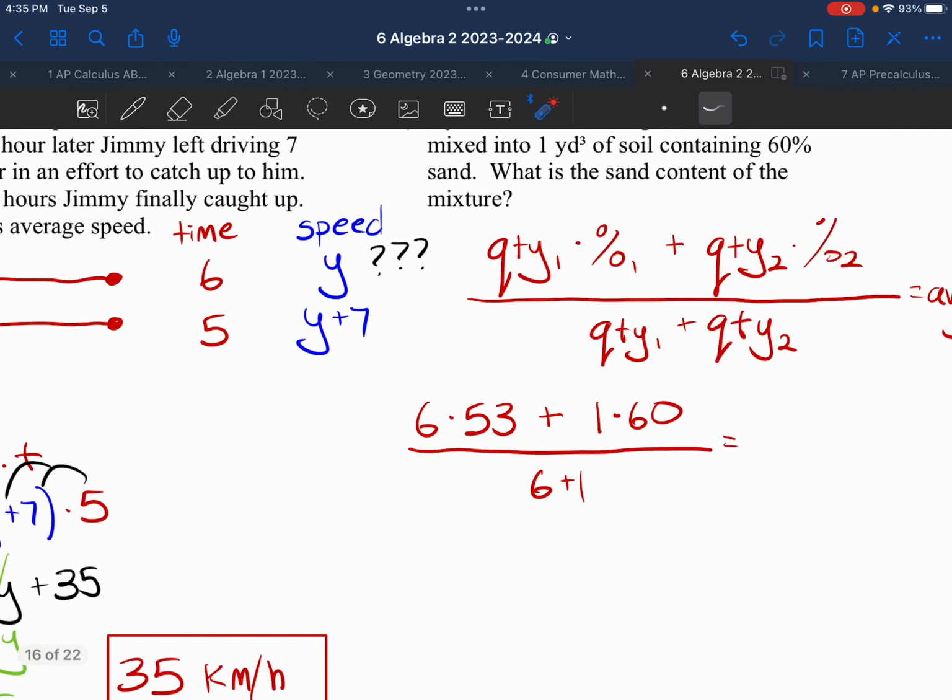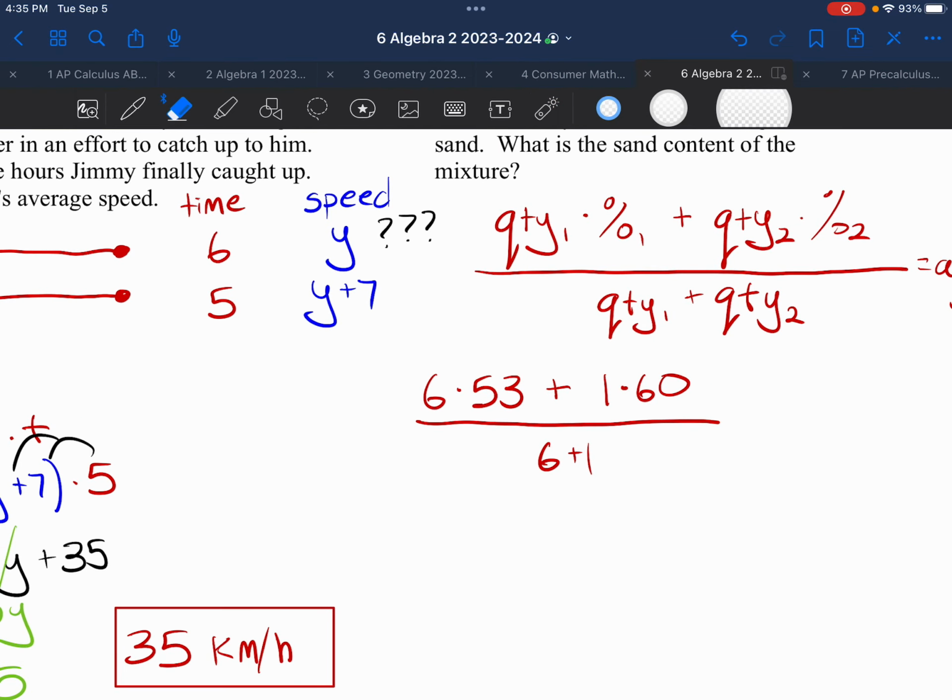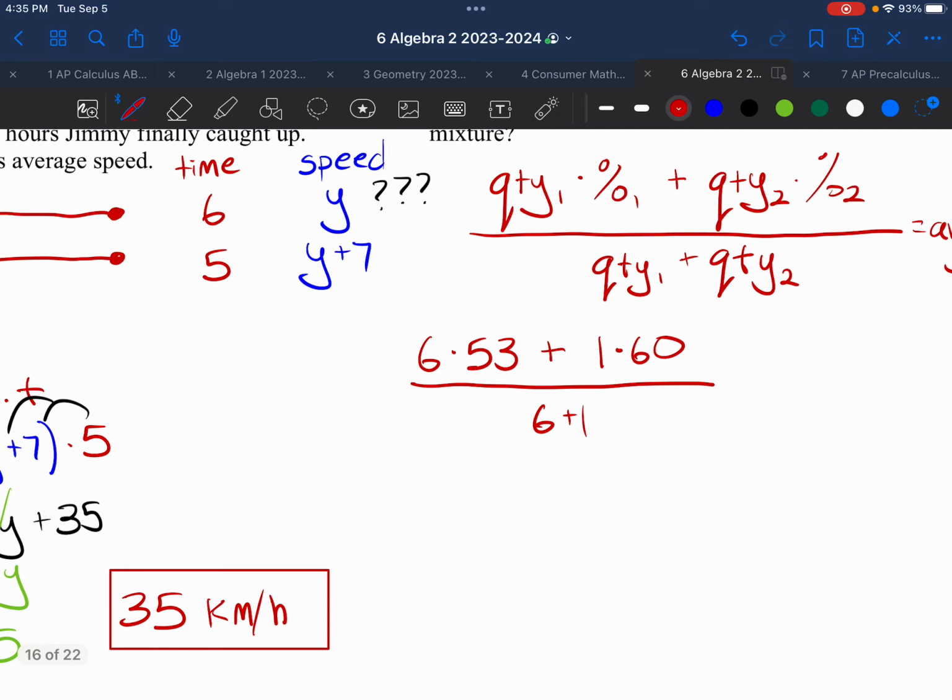And I can do that. So let's go ahead and, we don't really need an equal sign in this case. So I can just simplify this fraction over and over. 6 times 53, well, 6 times 3 is 18, so there's an 8. I'll carry the 1 on my finger. 6 times 5 is 30, plus the 1 is 31, okay? Plus 1 times 60 is 60, all divided by 6 plus 1 is 7. 378, it's going to be 378 over 7.